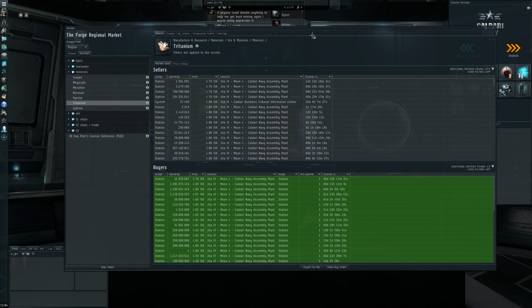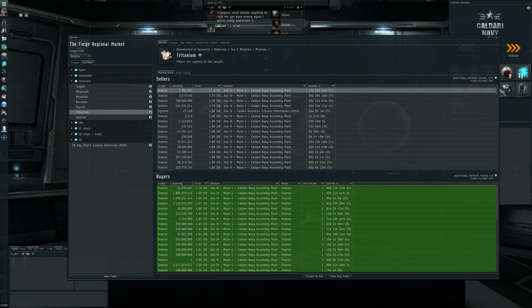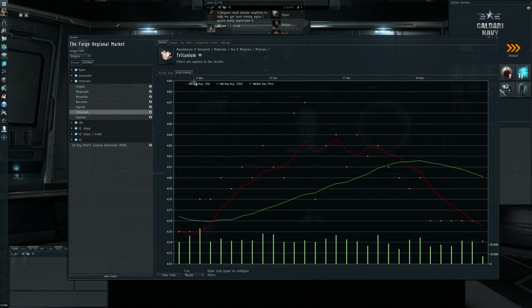So yeah, let's get started. We're going to analyze the mineral market here a little bit, and first thing is Tritanium, which, as you can see, has gone up in early November up to a price point of around 483 and has now been correcting back a little bit, with 5-day moving average prices going down towards 475.